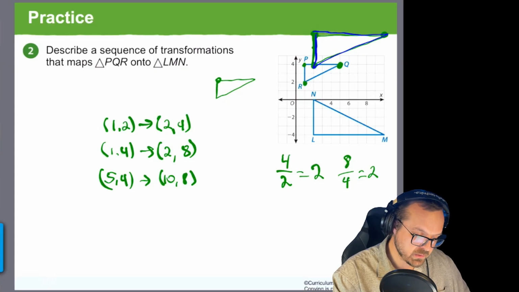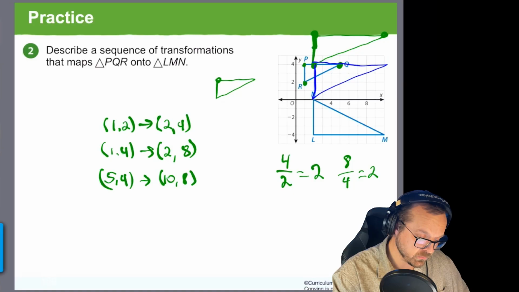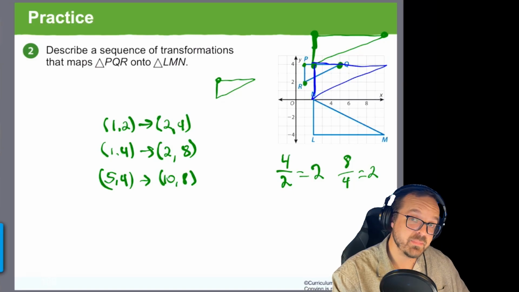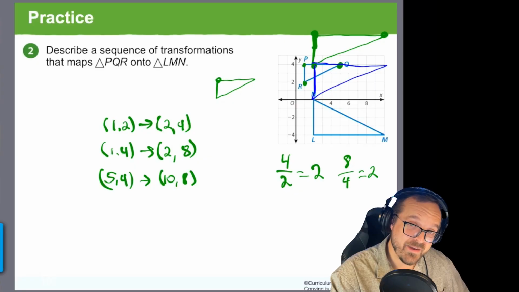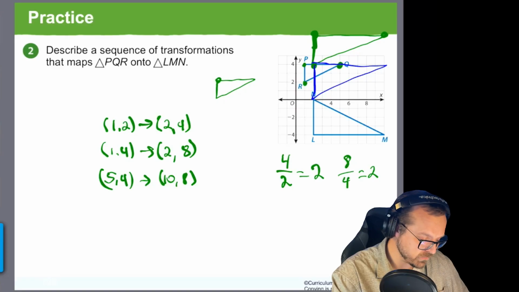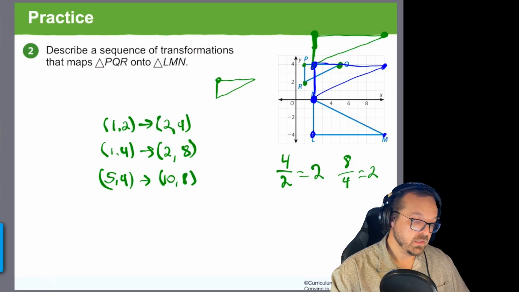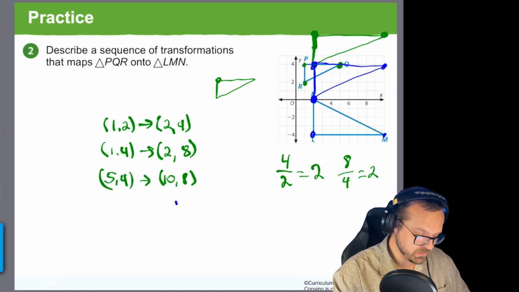And then it looks like they're lined up, so I could probably translate down 3. 1, 2, 3, 4. Translate down 4. So we have a dilate by 2. Translate down by 4. And then a reflection over the x-axis, which would reflect this point right here to here, to L, and right here would reflect to M. So, okay, dilate by 2.